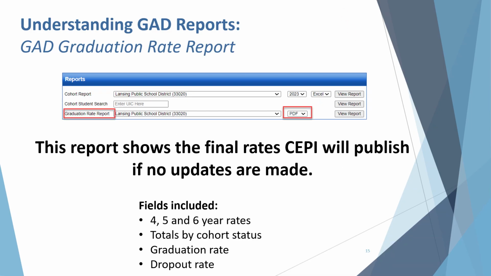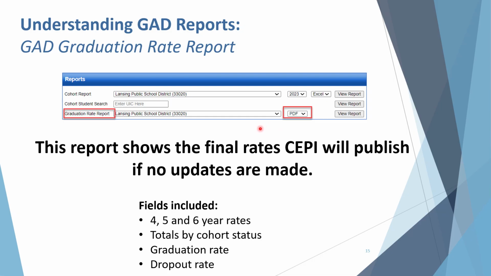We also have the graduation rates report, which is available again within the GAD application. So it's this option right here. You can select it for the district level. You do have the option to select a PDF or also, I believe, an Excel sheet. Once you click your option, you'll then click View Report and it will download.